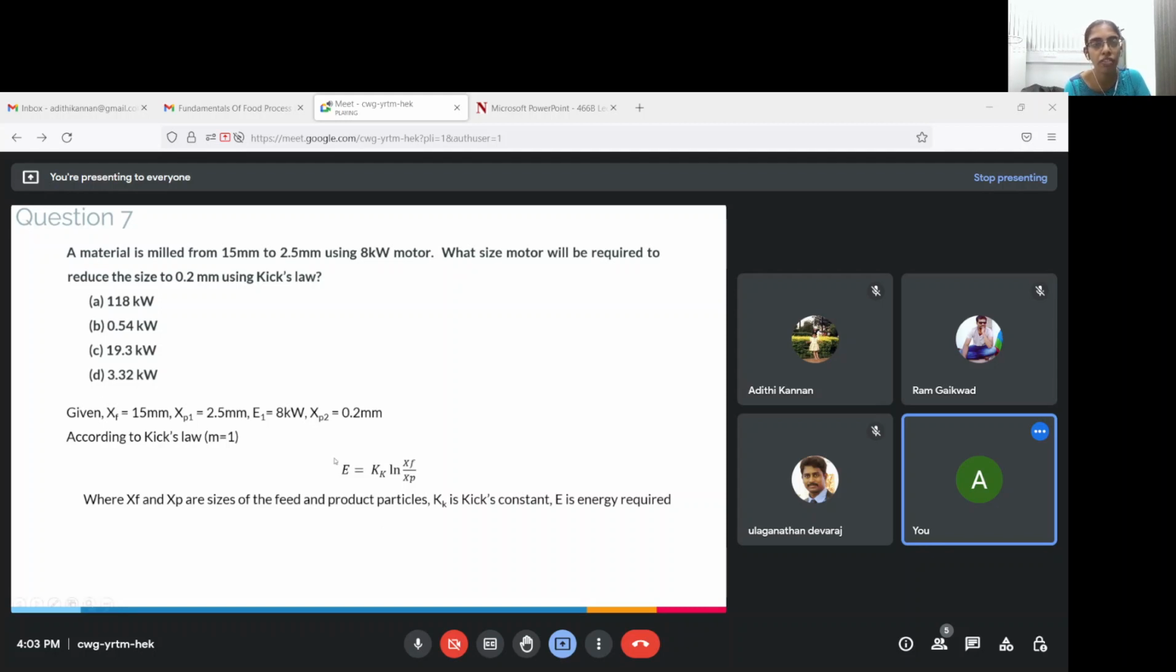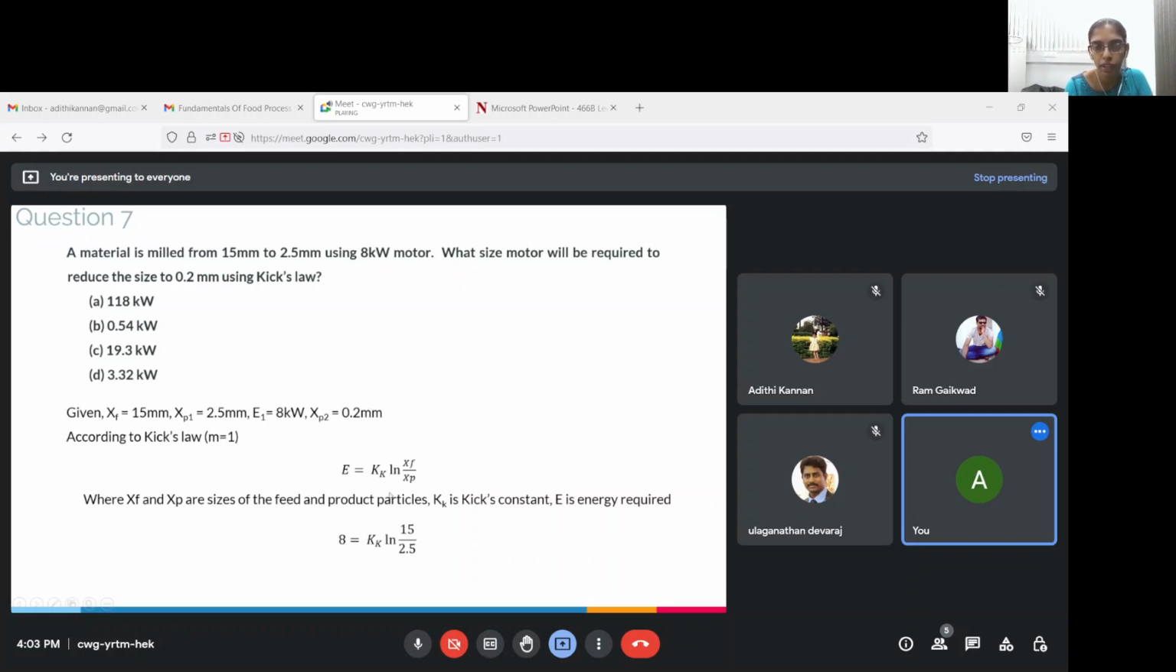So here we have the energy, which is 8 kilowatt. We have XF, which is the size of your feed. We have XP, the first one of the product, which is 2.5 millimeter. And for that we have the energy as 8 kilowatt. So with that we can calculate your KK, which is still unknown here. That is, the Kick's constant is still unknown. So we calculate the Kick's constant, and from there we can calculate the energy required to reduce it to 0.2 millimeter instead.